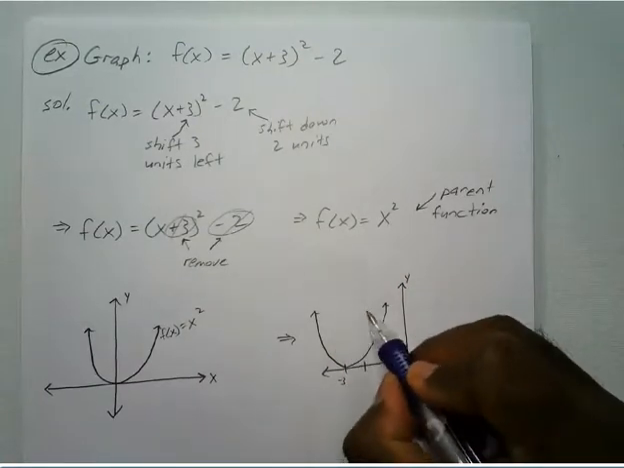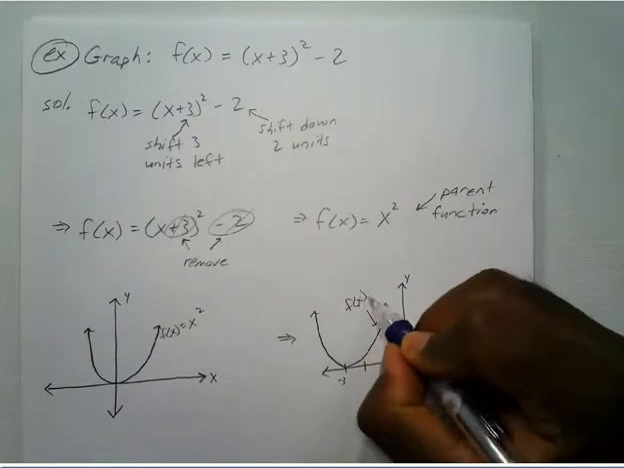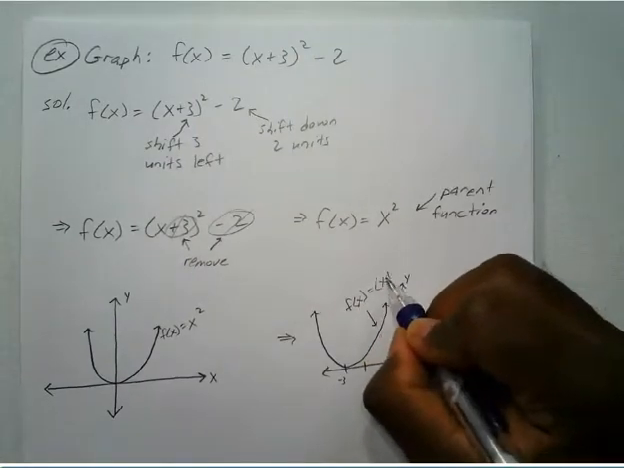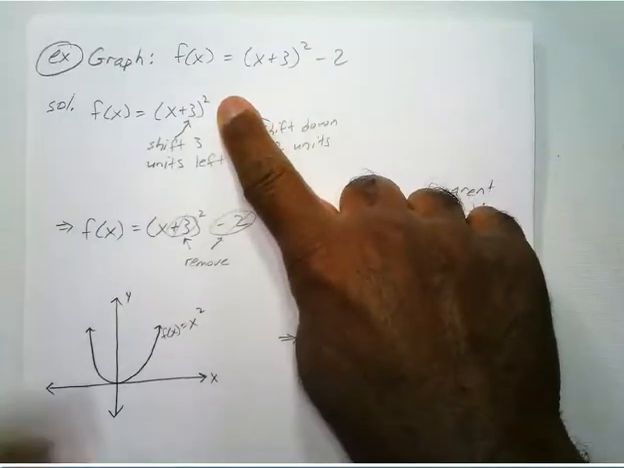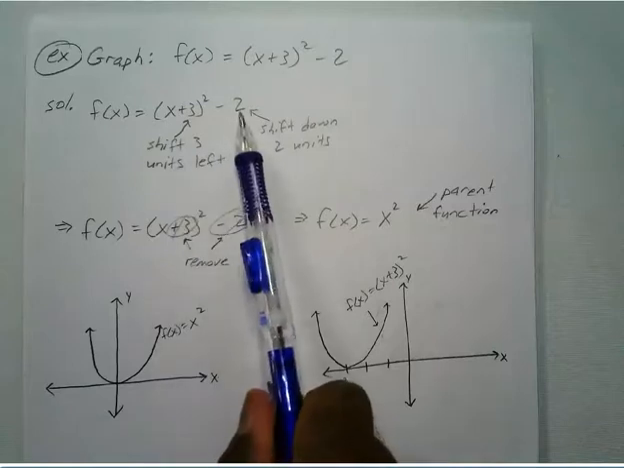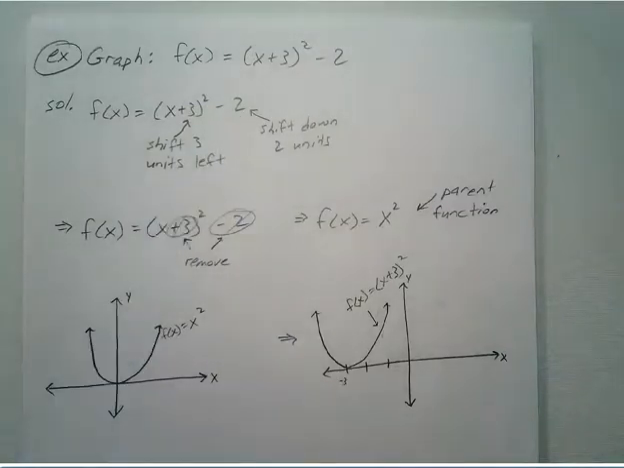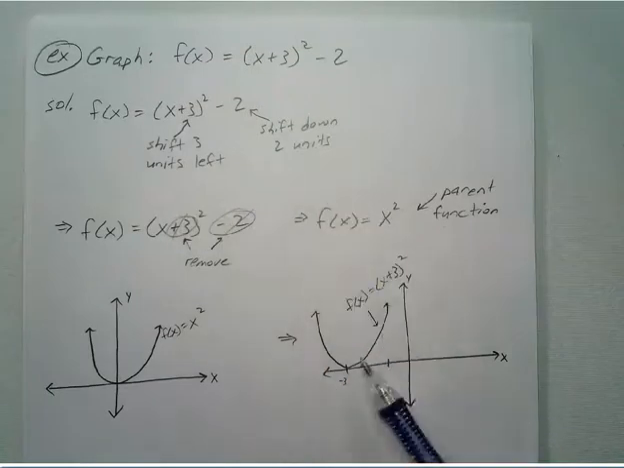So this graph is just f of x equals (x plus 3) squared. We didn't finish yet. We got this part of it, the (x plus 3) squared. Now we have to do the minus 2. We already did our shift left 3 units. Now we have to shift this one down 2 units.